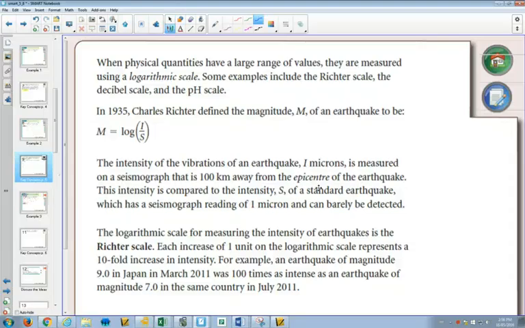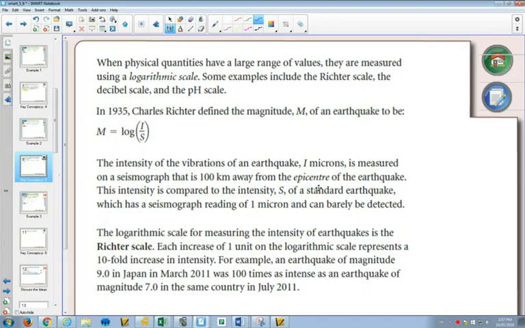Have you heard of the Richter scale? What does it mean when an earthquake is 7.5 compared to an earthquake that's 6.5? 7.5 is stronger. How much stronger? A lot stronger. How much is a lot stronger? A lot times 2. No.